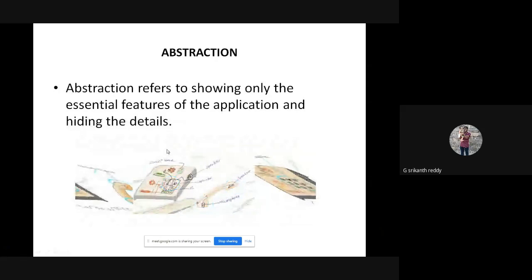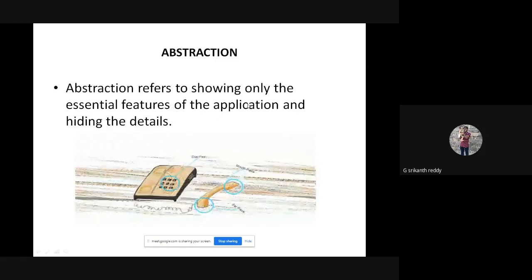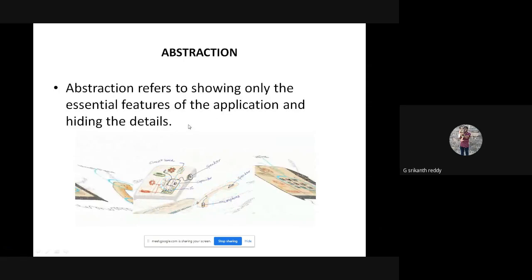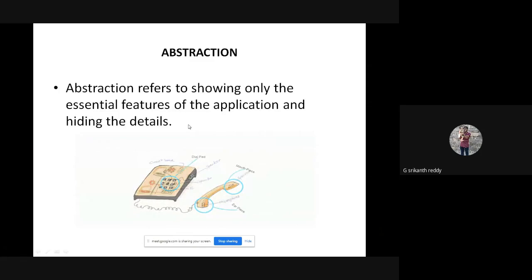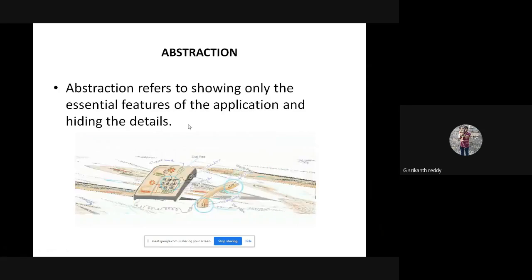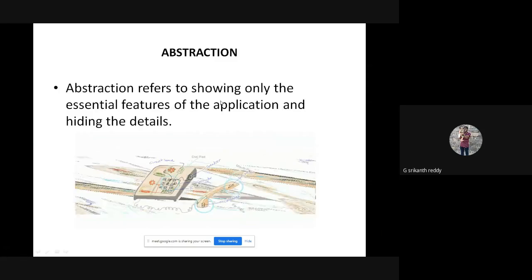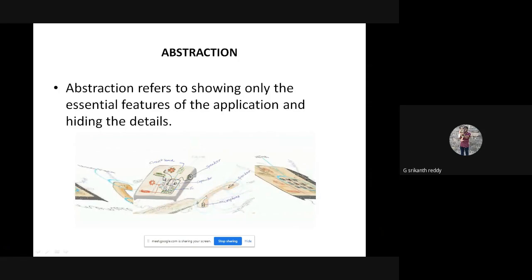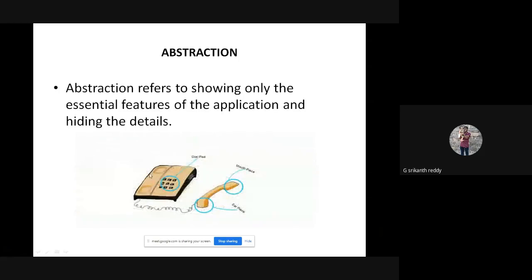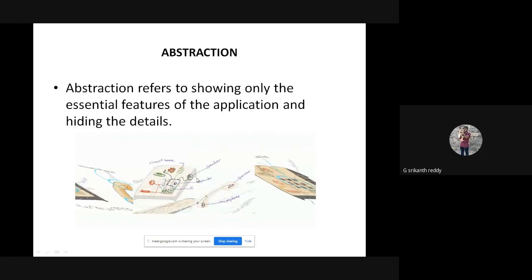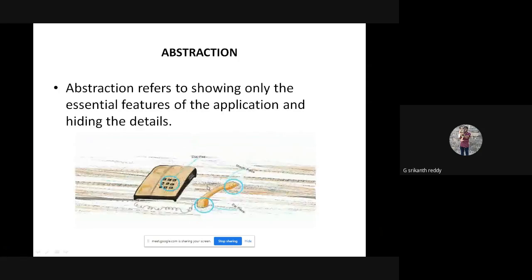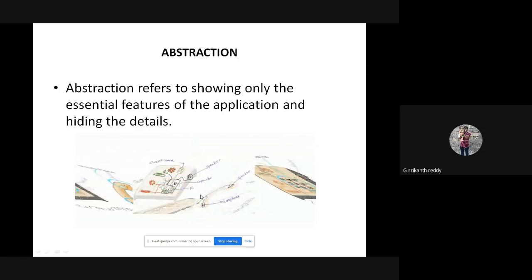Abstraction. Abstraction refers to showing only the essential features of the application and hiding the details. This is a very important object oriented programming concept, which has a wide range of applications. Here you can see in the picture a telephone set. When you look at a telephone set as a user at your home or in office, you don't know what is inside the set, but you will be using it.